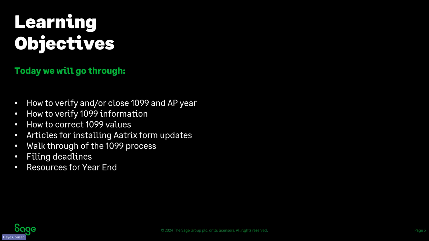What we're going to cover today is how to verify and or close your 1099 and AP year, how to check the 1099 information. If you need to correct the 1099 totals for any reason, I will show you 2 ways to do that. We have articles for installing the Atrix updates. We'll do a walkthrough of the 1099 process. I'll give you all the Atrix filing deadlines, and then once again, we'll cover the resources for year end.